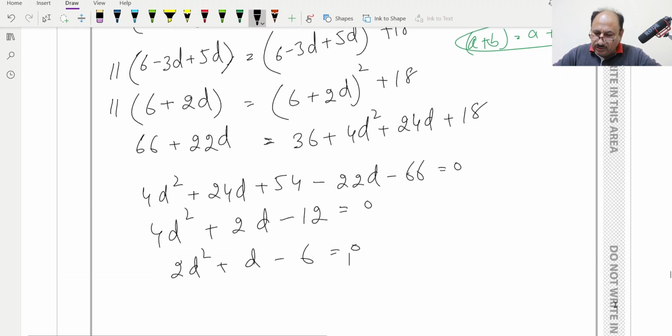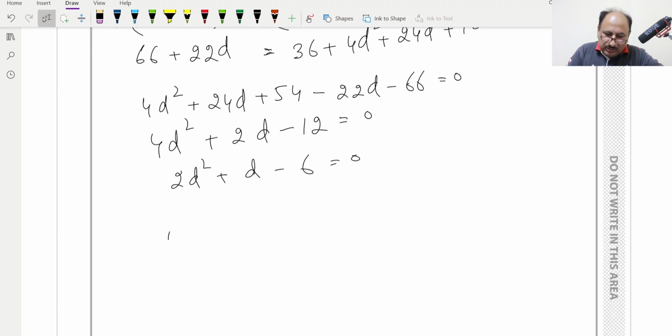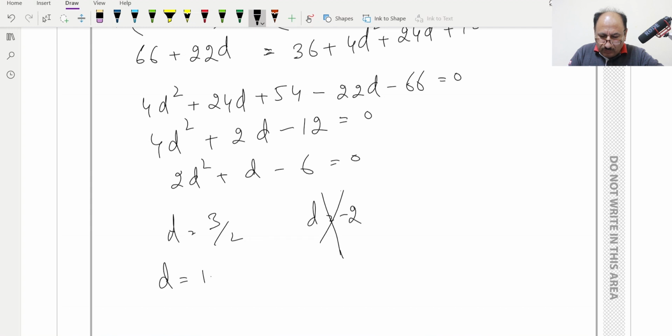This will be our quadratic equation, so we can use mode 5 3. The coefficient of d squared is 2, so we provide 2, then the coefficient of d is 1, then the constant is minus 6. This gives 3 by 2 and minus 2, so we can write d is equal to 3 by 2 and d is equal to minus 2. You can write the steps also. So this negative value we will reject and we will take the d value, which is equal to 1.5.